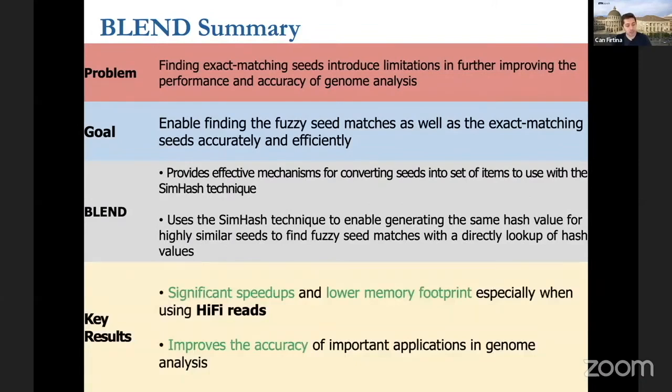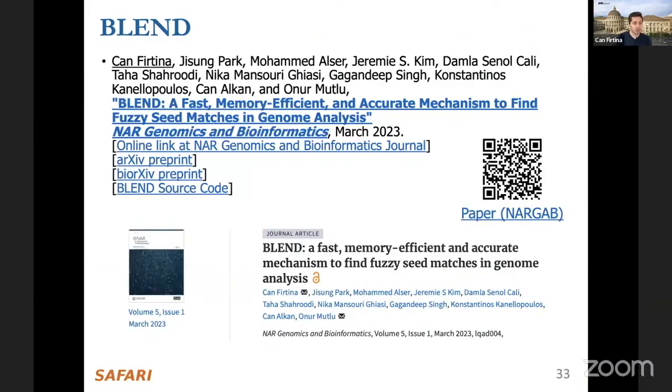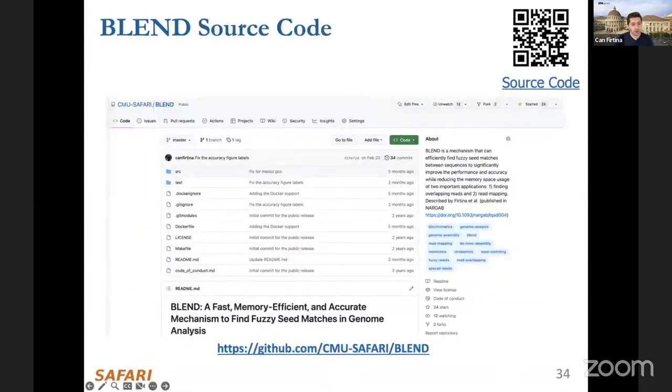The key results that we show are a significant speedup and lower memory footprint, especially when using HiFi reads, and BLEND can improve the accuracy of important applications in genome analysis because of finding novel fuzzy seed matches. BLEND is published in the Nucleic Acids Research Genomics and Bioinformatics journal this year. This is the QR code that you can use to access the paper. It is fully open source, and this is the QR code to our source code.